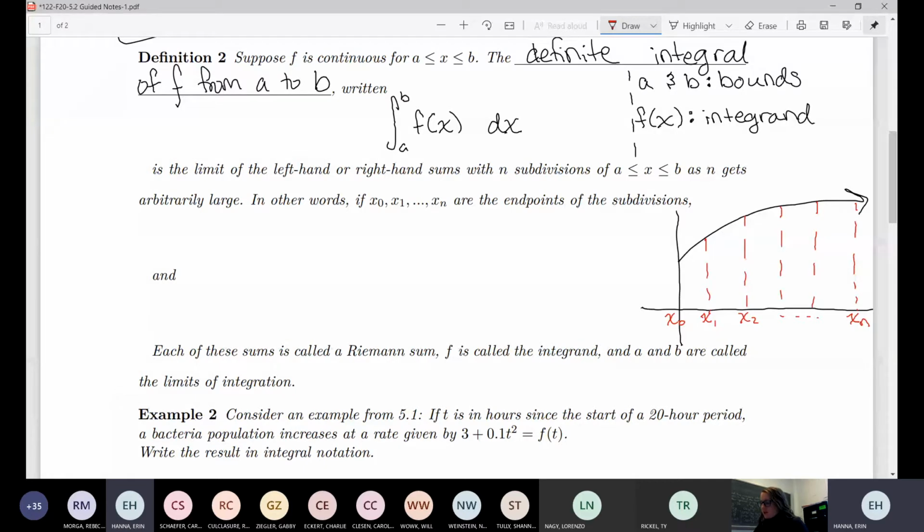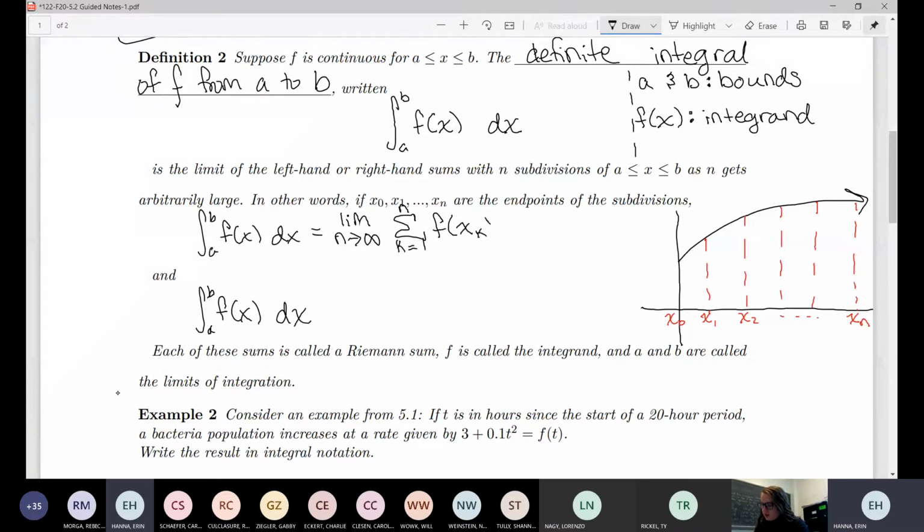But remember, we're trying to estimate area here. The more rectangles we use, the better the estimation. So if we could use infinitely many rectangles, we would find the actual area. And that's exactly what this definition is saying. We're saying that the integral from a to b of f of x dx, and we have two different things that are equal to it as well. This is going to be the limit as n approaches infinity, which essentially means let there be infinitely many rectangles, infinitely many subdivisions. So if n goes to infinity, we're going to take the sum from k equals 1 to n of f of x sub k times delta x sub k.